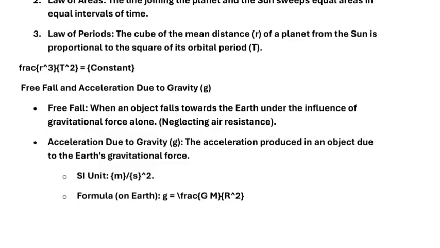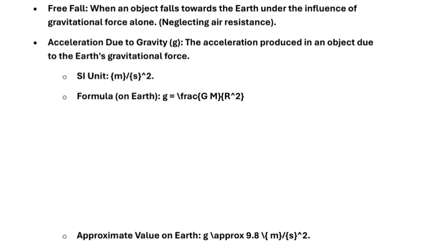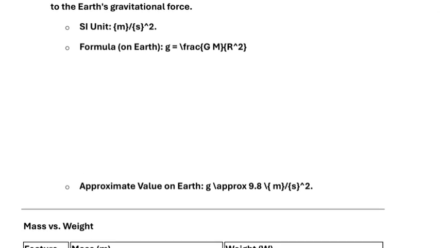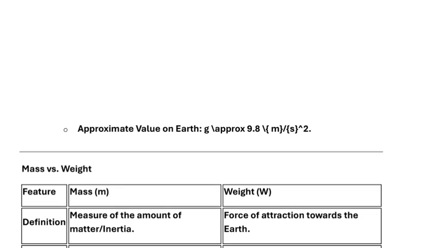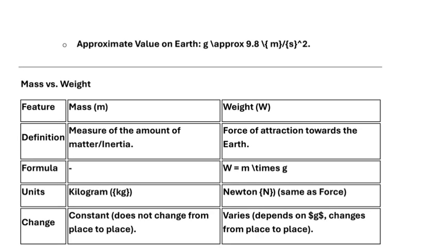Free fall and acceleration due to gravity, g. Free fall: when an object falls towards the Earth under the influence of gravitational force alone, neglecting air resistance. Acceleration due to gravity, g: the acceleration produced in an object due to the Earth's gravitational force. SI unit: m/s². Formula: on Earth, g = GM/R². Approximate value on Earth: g ≈ 9.8 m/s².